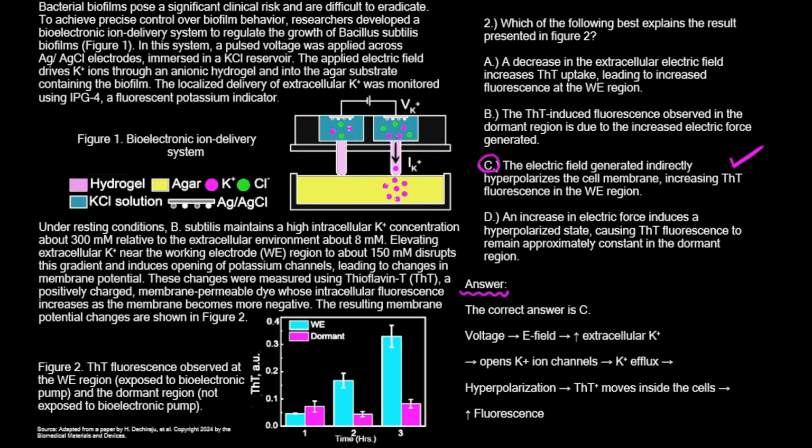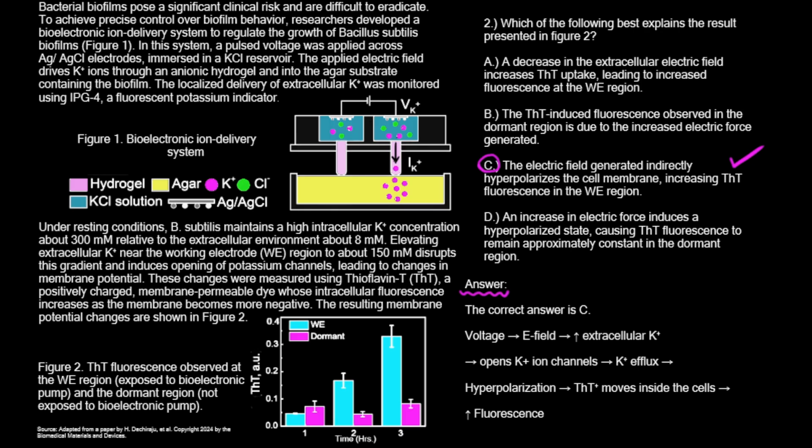Let's move on to option B. Option B says the THT induced fluorescence observed in the dormant region is due to the increased electric force generated. This is also not correct. The bioelectronic system operates at the WE region, not the dormant region. The increase in fluorescence occurs in the WE region, not in the dormant region.